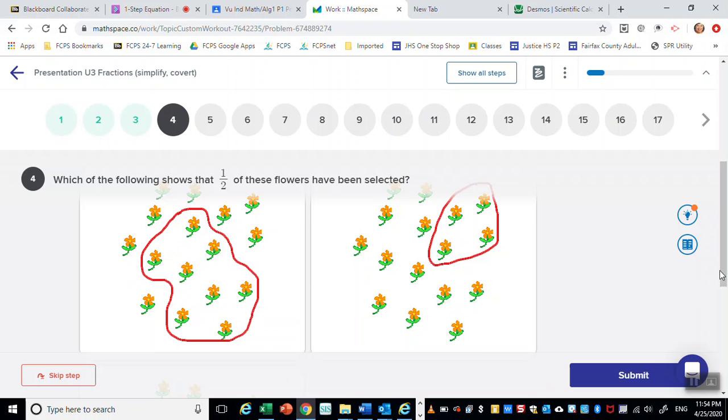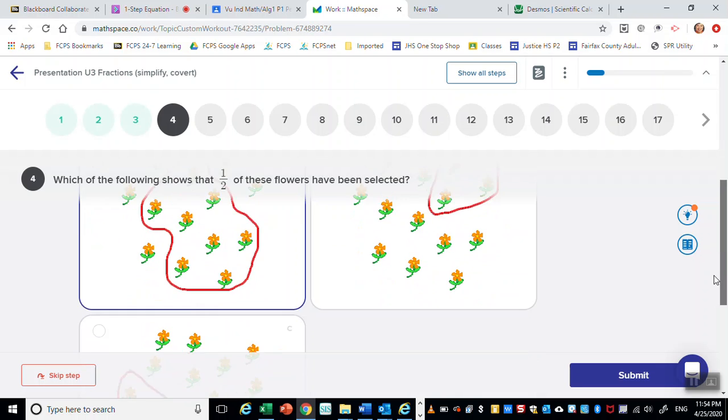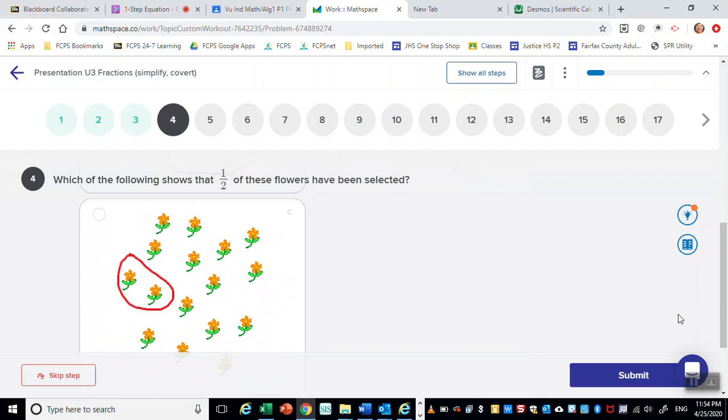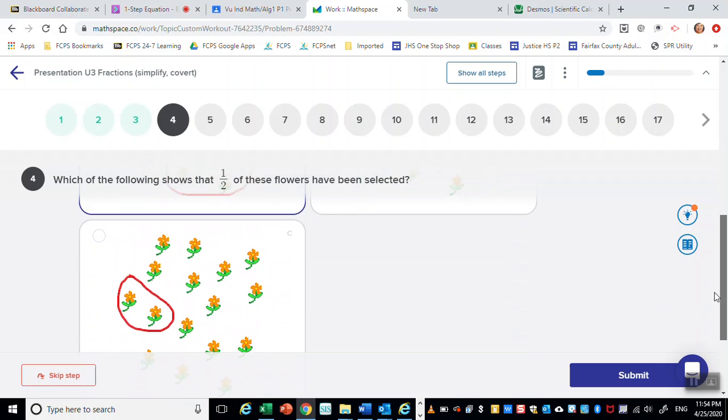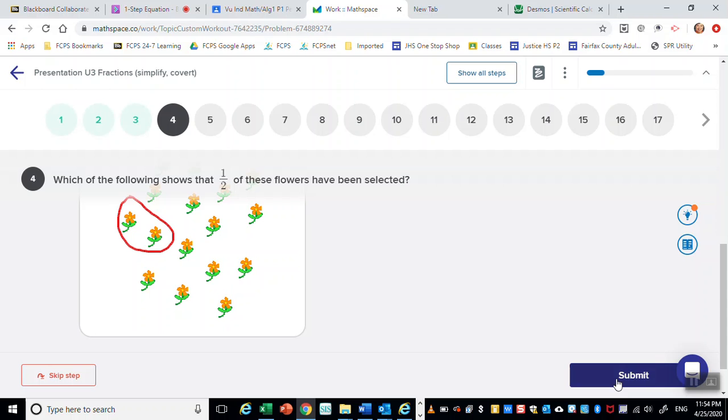So this is good because this shows half, right? This is 1, 2, 3, 4, not half. This is 1, 2, not half. So the first answer is the one, right? A is the answer. And then you submit. Remember 1/2. I want to emphasize it, 1/2, half of it.